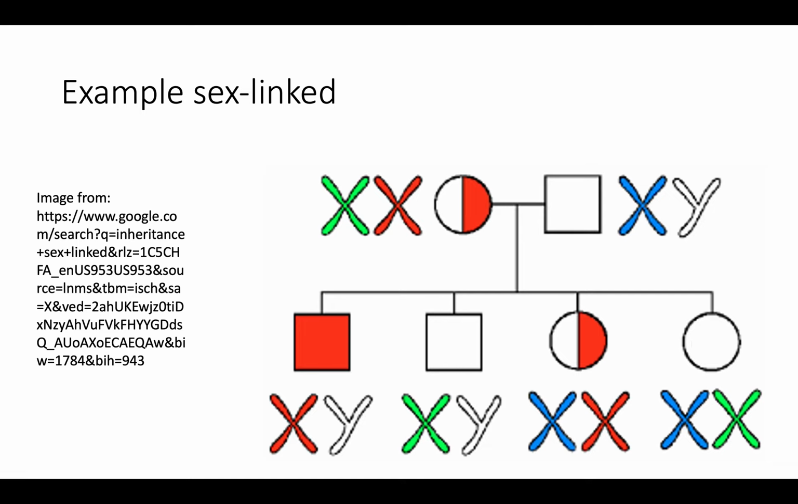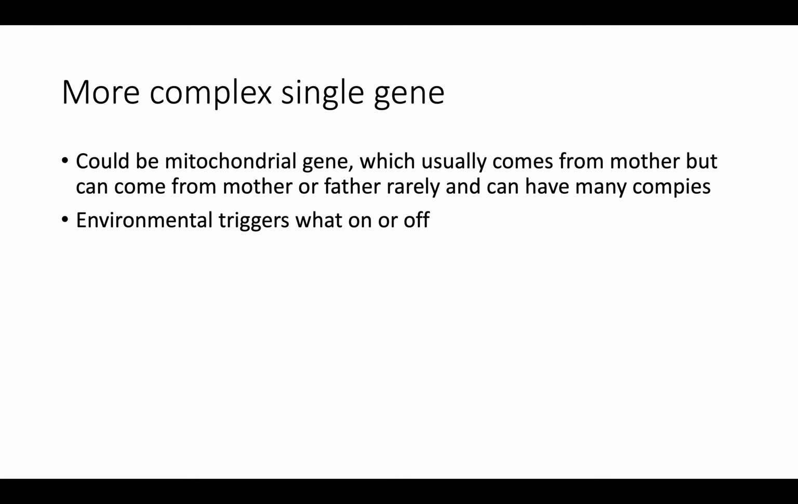It could be other ones. It could be the Y ones, where only the male sons have it. Stuff like that can really mess up inheritance patterns. But it's still relatively simple compared to some of the other stuff that goes on.